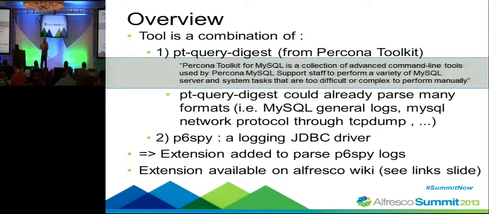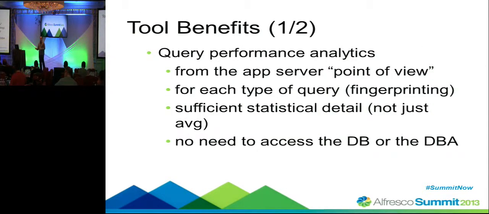As you will see later, all the links and information are available on the Alfresco Wiki. The benefit, as I mentioned, is being able to see the performance from the application server side, not necessarily from the DB. There might be some network overhead and so on, so you want to see exactly how the DB performs from the application server. And you want statistical detail about it. You don't want just the average. The average doesn't mean anything. You want the 95th percentile, 99th percentile, variance to mean, index of dispersion, stuff like that.